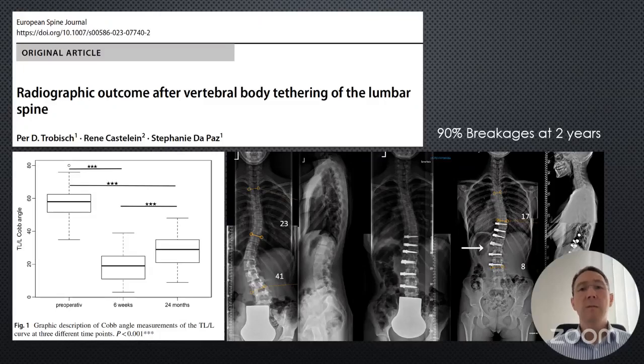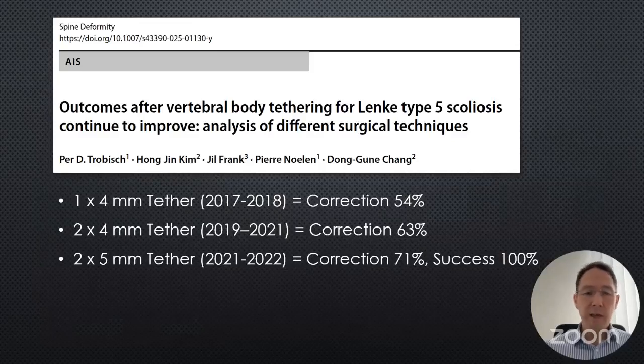I just want to make sure that you understand tether breakage is not failure. And the outcomes are getting better. You know, we have a learning curve. We have better tethers. This is all published, and right now we use the 2.5 millimeter tether, so even the implant got better. And now we're at a 71% correction rate, and we have a success rate of 100%, which means 2 years after surgery, 100% of patients have less than 30 degree curve.